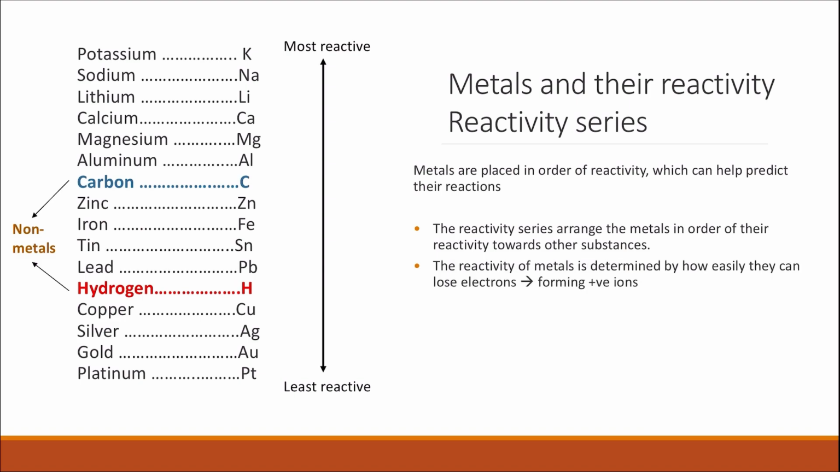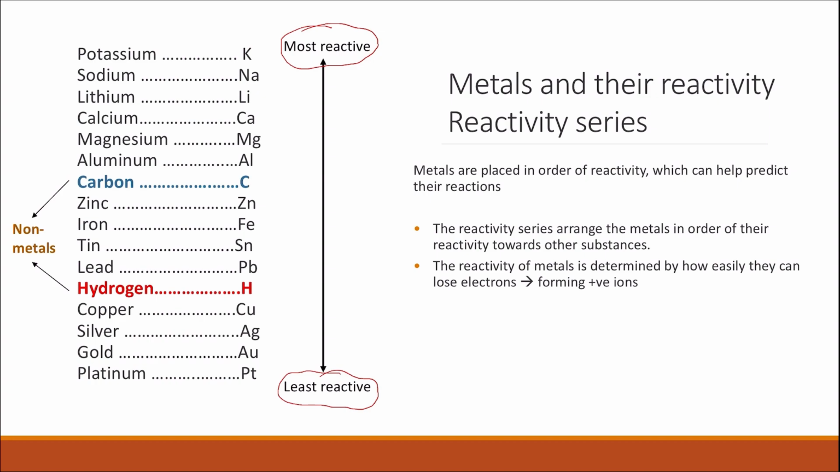The reactivity of metals is determined by how easily they can lose electrons, and when they lose electrons, they form positively charged ions. The higher up the metal in the reactivity series, the easier it can lose the electrons and the more reactive it is. So the most reactive metals are the metals which are higher up in the series. The least reactive ones are the ones which are toward the end of the series.